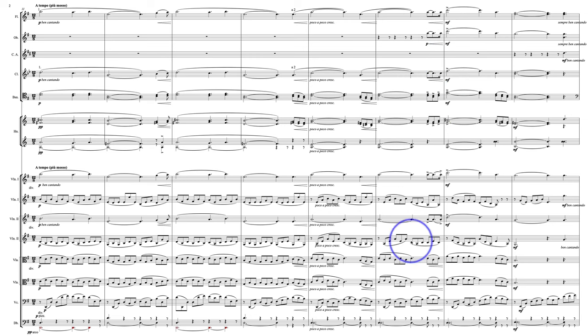I mean, you've got accents in the other parts, right? But a little bit more unity here, I think, would be good, rather than having smooth strings and accented horns and bassoons. I just think it would work, like things flowing together, right?